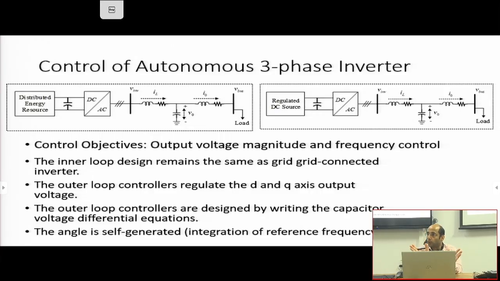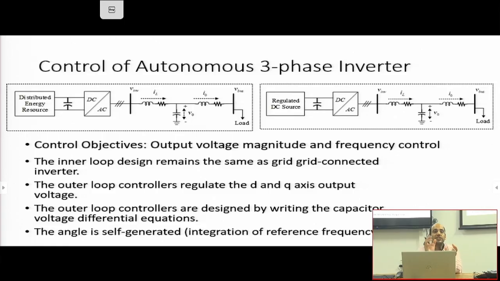Again, the output voltage is converted to two axis, D and Q axis. We align all the voltage along D axis, we will try to make the Q axis voltage 0. But there is one major difference. The major difference is, in the grid connected mode, we got the theta from the PLL, which is the angle, the reference angle given by the grid. Here there is no grid. So how do we get the theta?